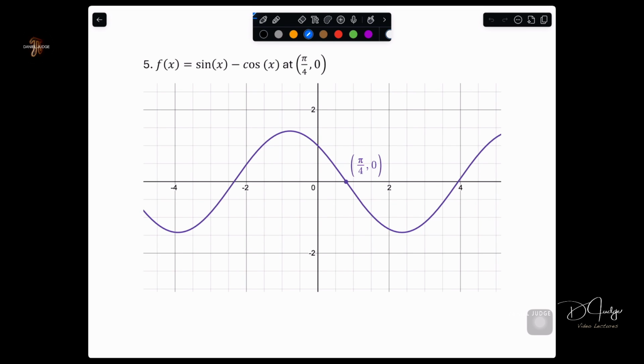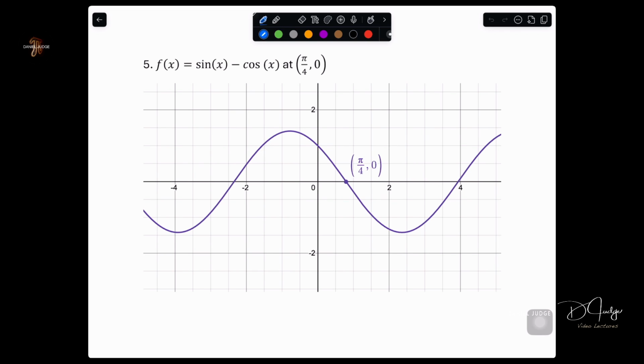Okay, we're going to try question 5. As soon as the pencil connects, and we got a connection there.